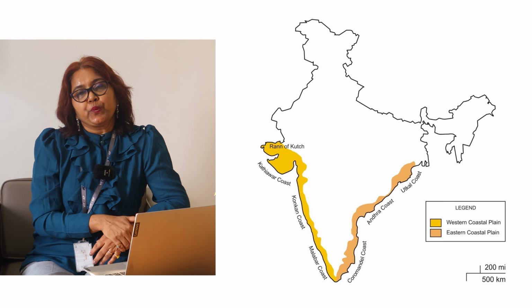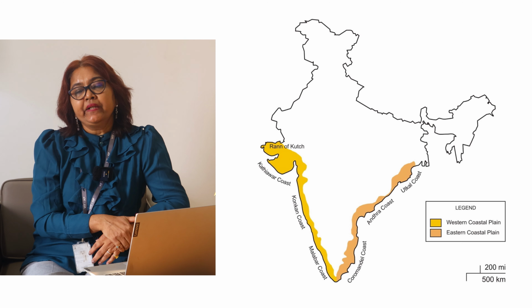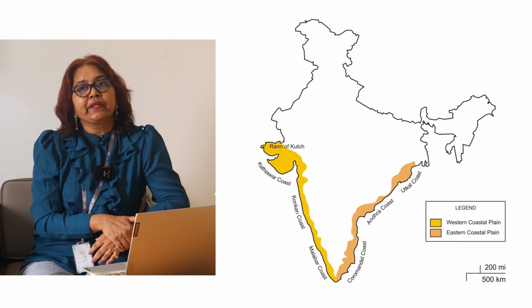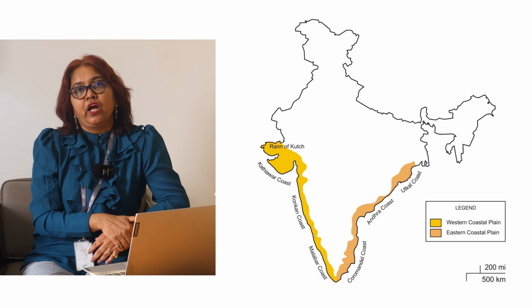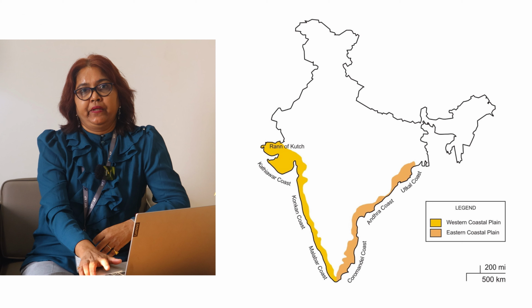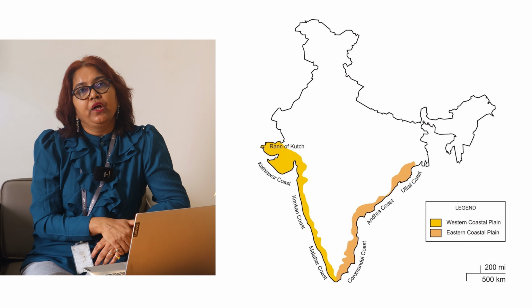The Peninsular Plateau is bounded by 2 plains, West Coastal Plain and East Coastal Plain. Again, these are depositional plains formed by the different rivers. If you look at this map on the right hand side, you can clearly understand that East Coastal Plain is actually broader than the West Coastal Plain. West is quite narrow.